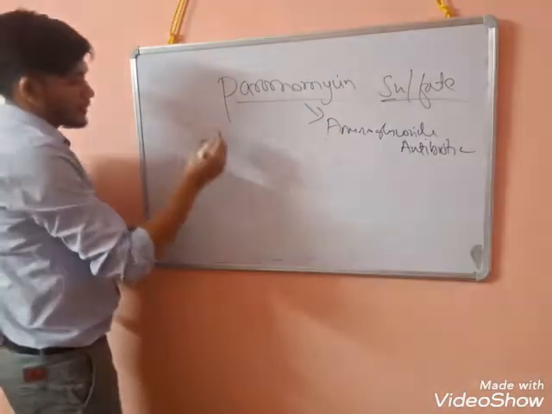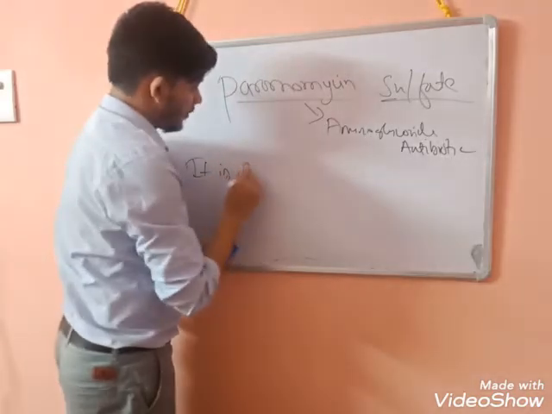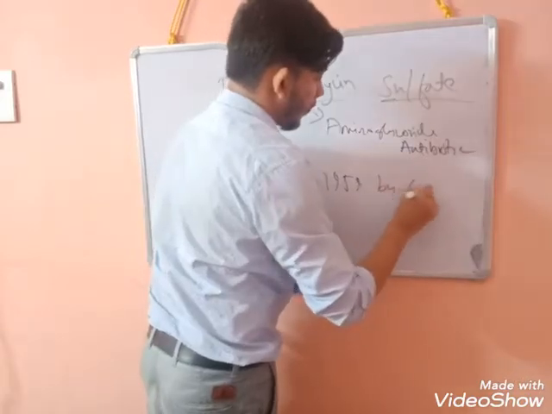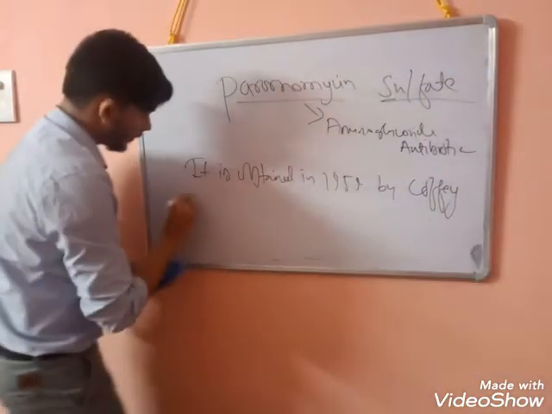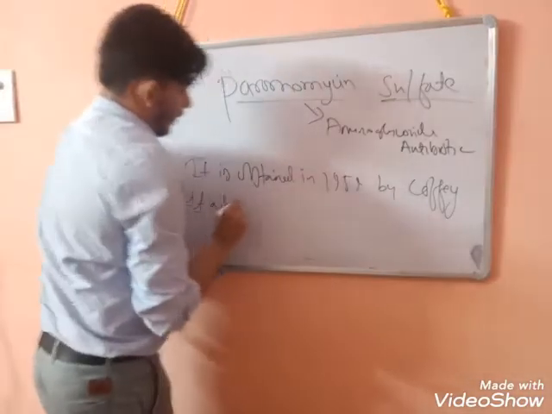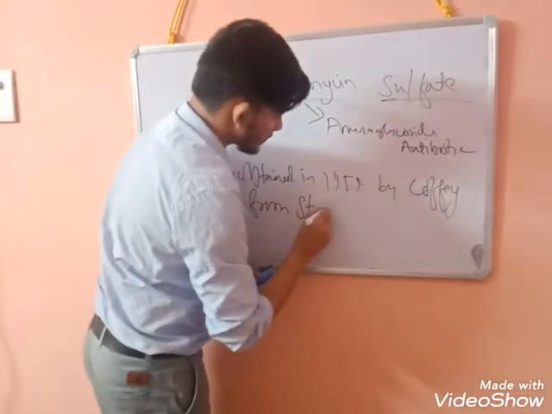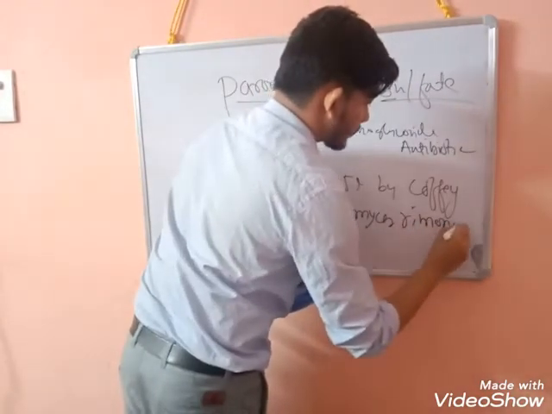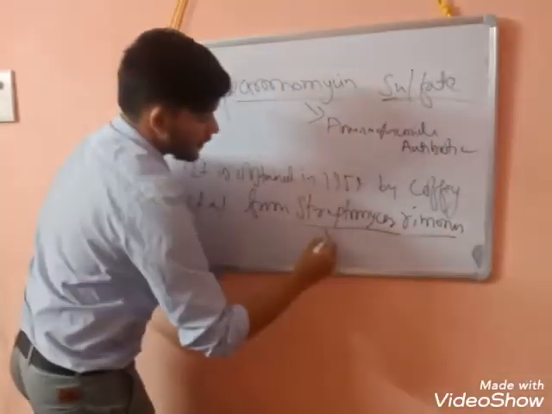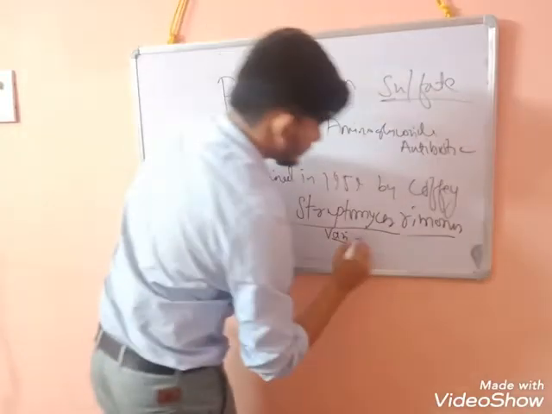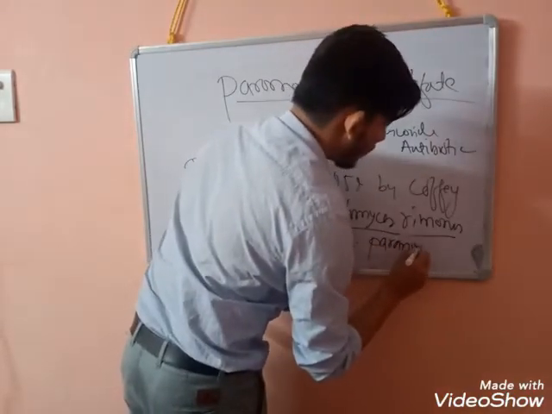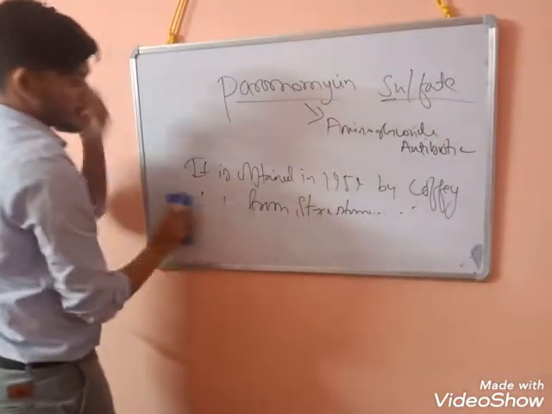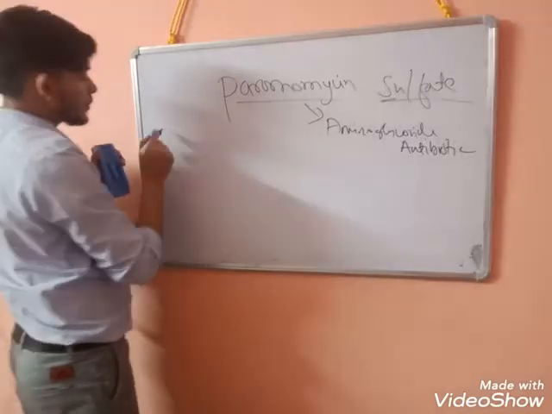So where is it obtained from? Let us first discuss. It was obtained in 1959 by Kofe and his co-workers, Kofe et al., from Streptomyces remosus. Its variant is Paromomycinus, obtained from soil. So this is the source. Next we will study about the properties.